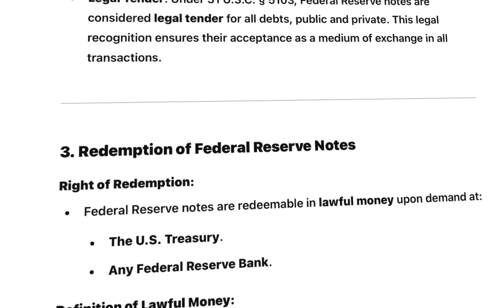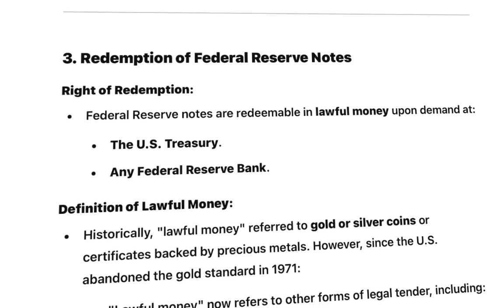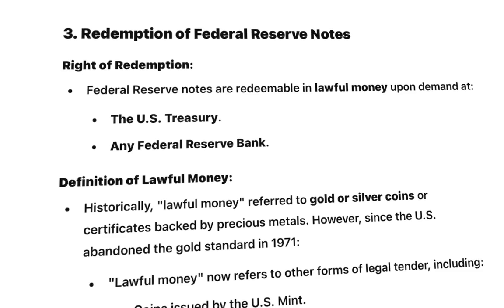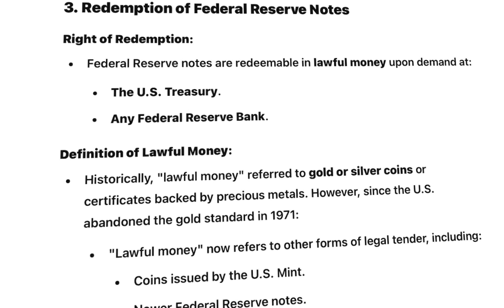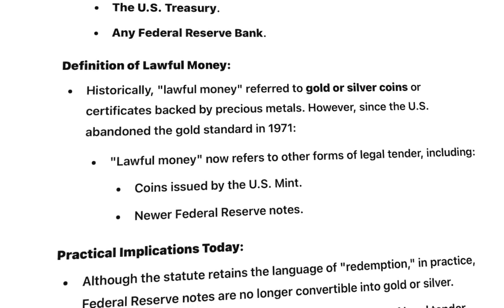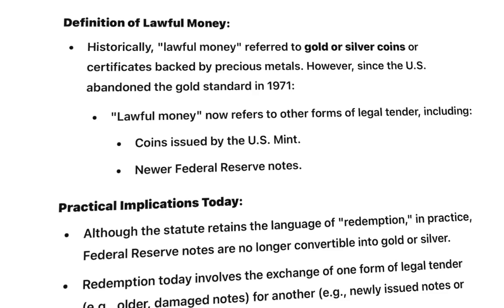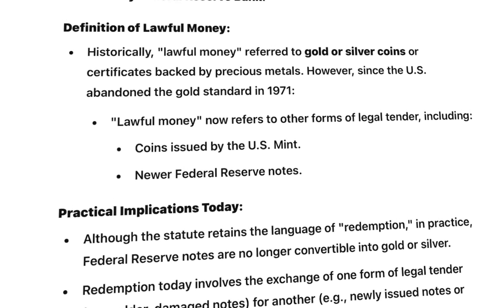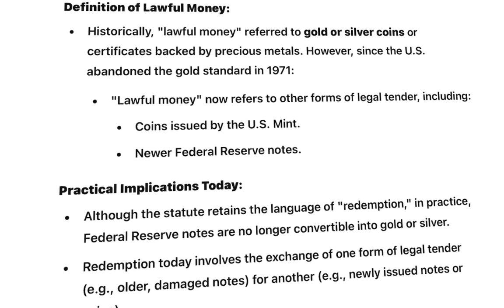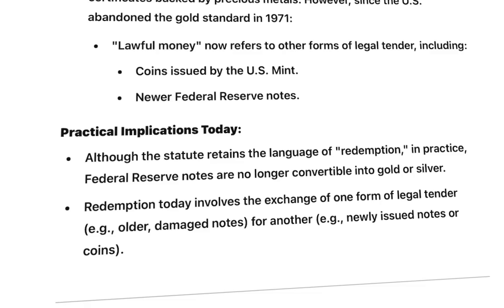3. Redemption of Federal Reserve notes. Right of redemption. Federal Reserve notes are redeemable in lawful money upon demand at the U.S. Treasury or any Federal Reserve Bank. Definition of lawful money. Historically, lawful money referred to gold or silver coins or certificates backed by precious metals. However, since the U.S. abandoned the gold standard in 1971, lawful money now refers to other forms of legal tender, including coins issued by the U.S. Mint and newer Federal Reserve notes.